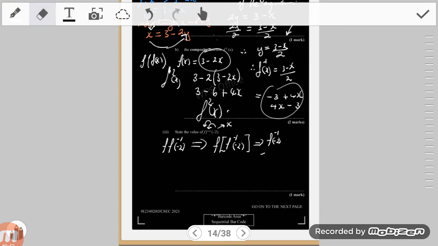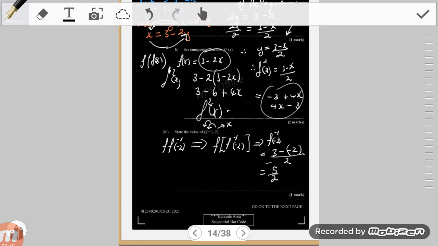Forgive me, guys. Hold on just a second here. So it's going to be 3 minus 2 over 2. Alright, so we should get an answer here of 3 minus minus 2, that's going to be 5 over 2. And that's going to be the value of f inverse of minus 2.